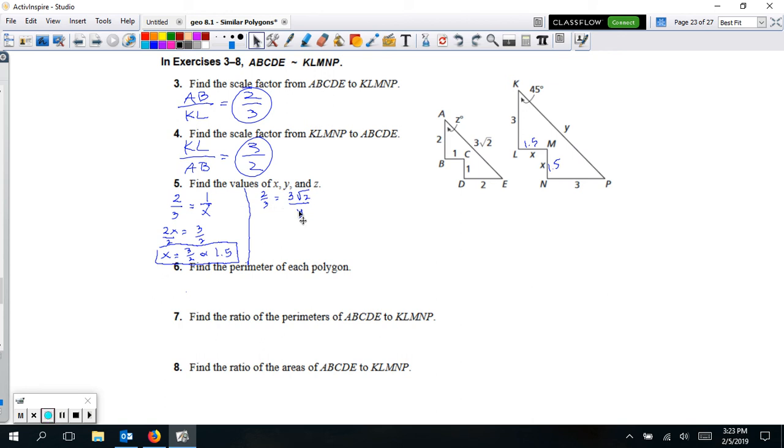So there's another proportion that we now can cross multiply. So 2 times y is 2y. 3 times 3 square root of 2, we can multiply the 3 since they're both on the outside. So 3 times 3 will be 9 in front of the square root of 2. So it'll be 2y equals 9 square root of 2. Divide both sides by 2, and we'll have y equals 9 square root of 2 over 2.